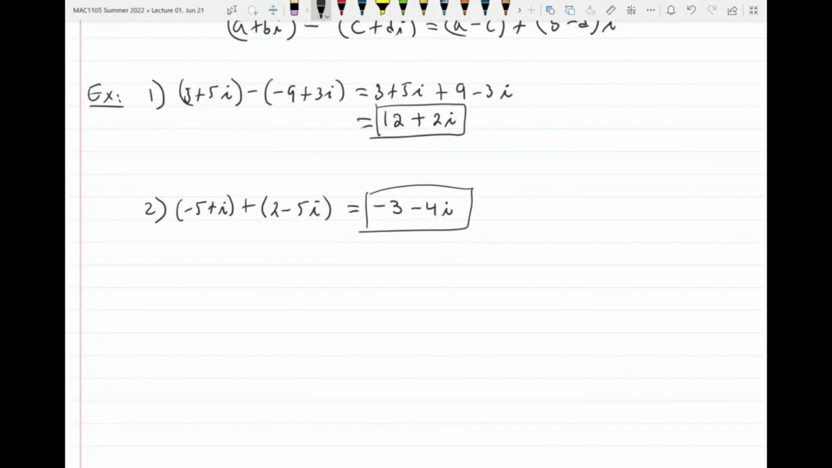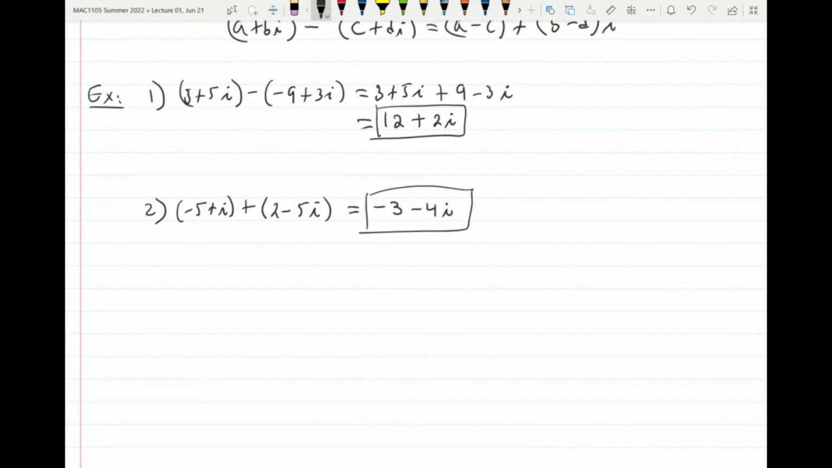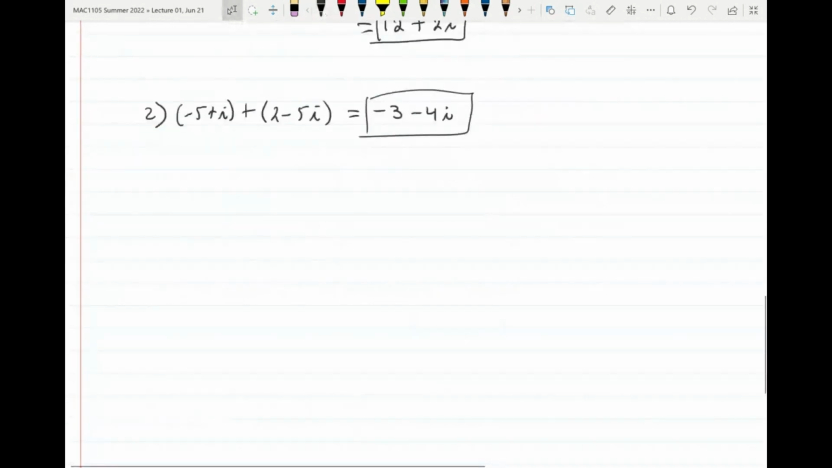All right. Questions about addition and subtraction? I mean, addition and subtraction is really not complicated. No more work. Okay, so that's addition and subtraction, then multiplication. So number 2.